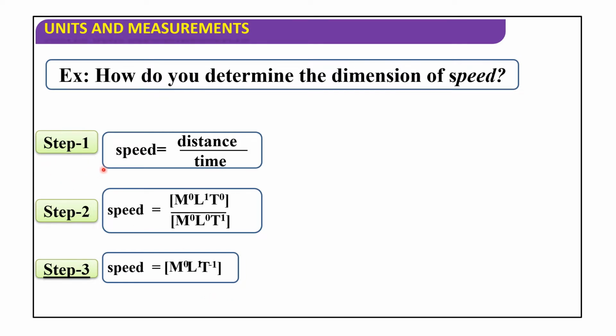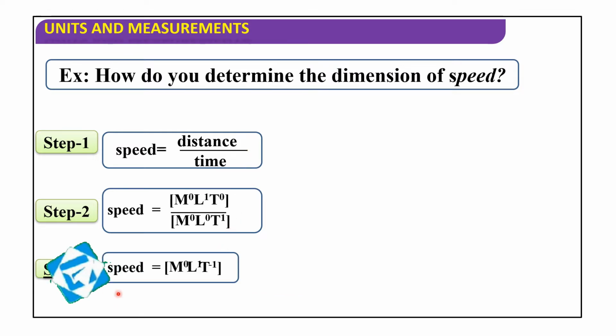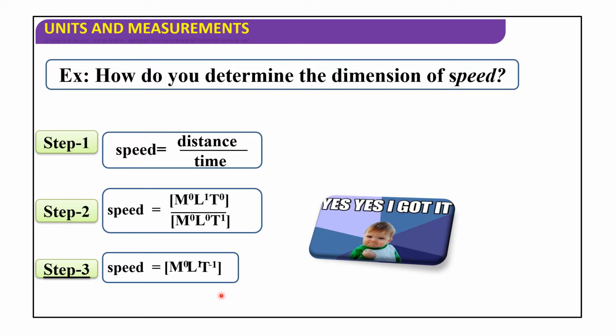So first step, you should write the formula, that is speed is equal to distance by time, and then we have to write its dimensional formula for each and every quantity, and then in the last step you have to calculate and write speed is equal to M^0 L^1 T^-1.